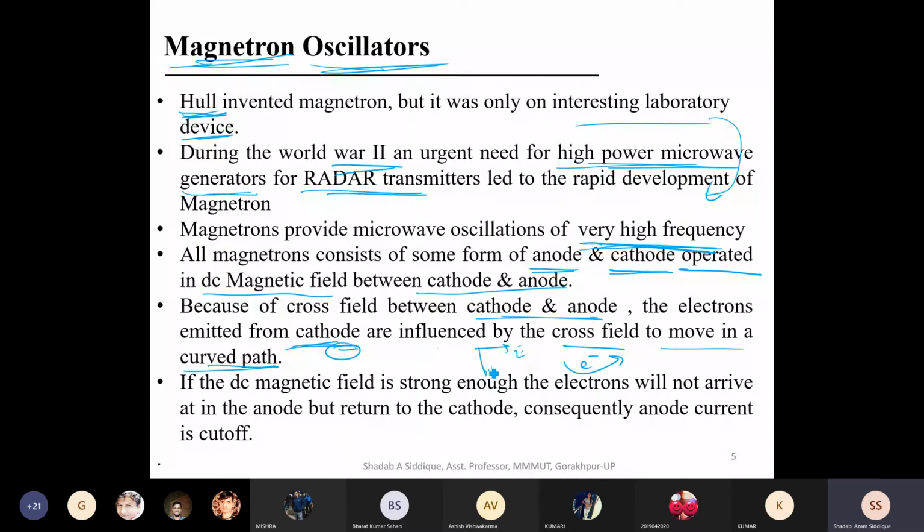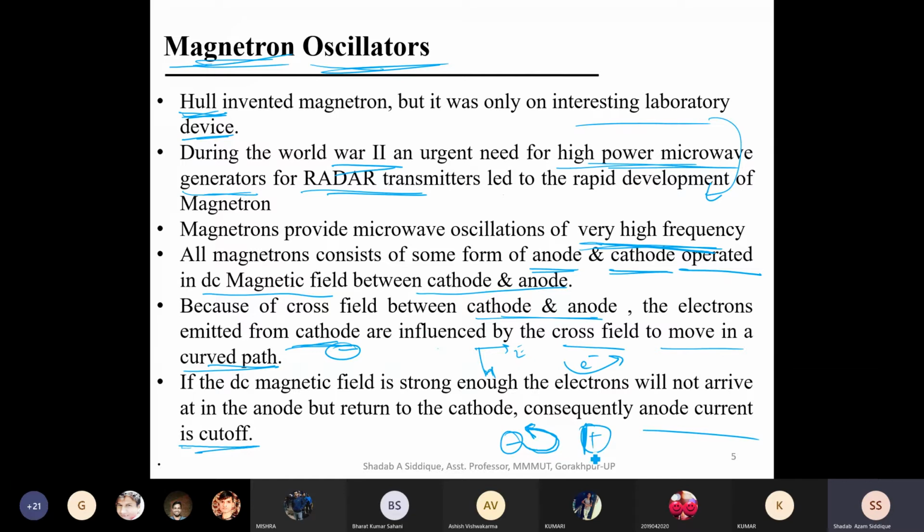But if the magnetic field is zero, the electron moves in a straight path. If the DC magnetic field is strong enough, the electron will not arrive at the anode, but will go back to the cathode. Consequently, we can say the anode current is cut off. Keep in mind, if the magnetic field is so strong, the curved path will be bent towards the cathode again. So the electron is emitted from the cathode and returns back, not reaching the anode side.